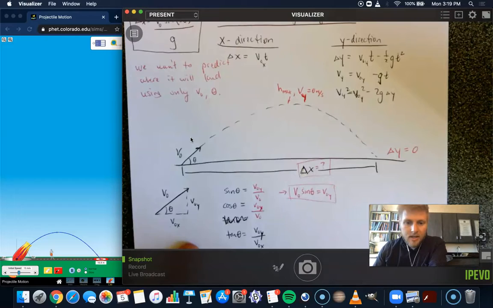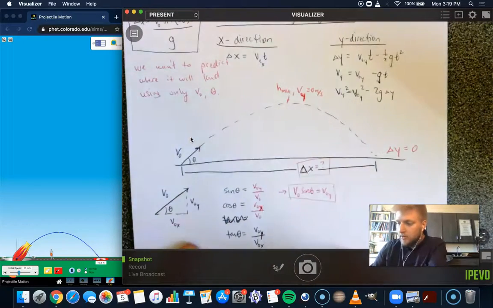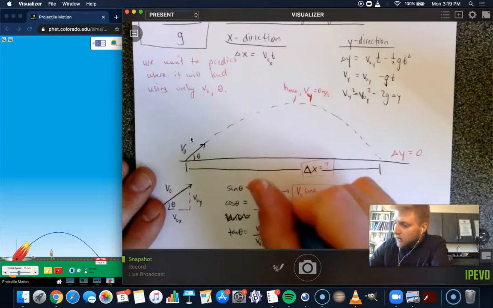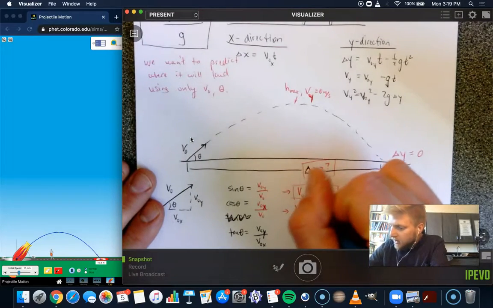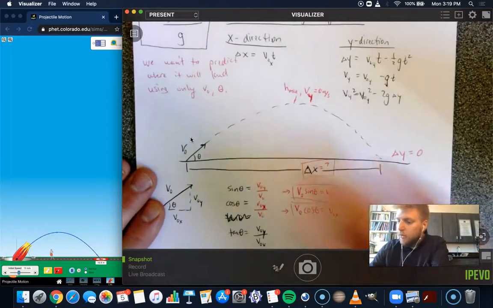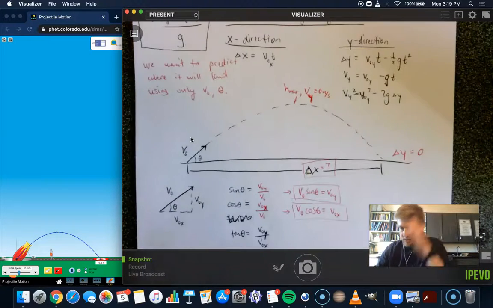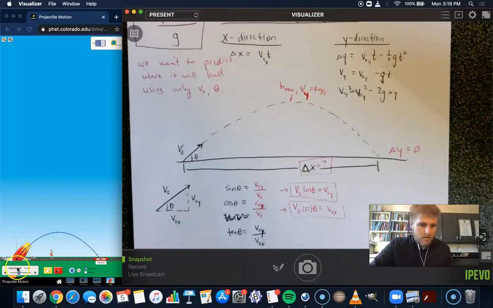We also need the v naught x information. So if we multiply again both sides by v naught, we get v naught cos theta equals v naught x. So what we have is a way to calculate the initial velocities up and sideways as our projectile is launched.